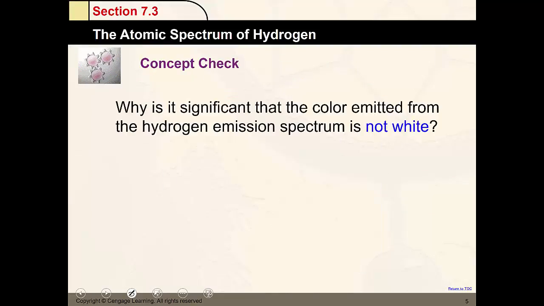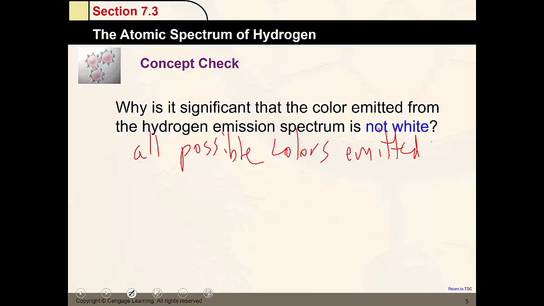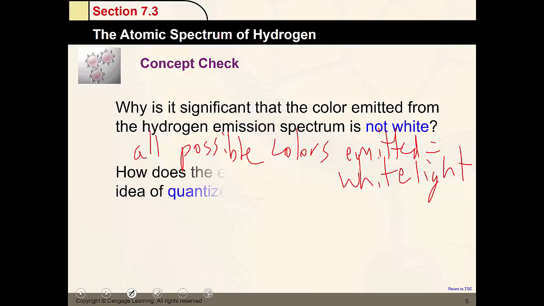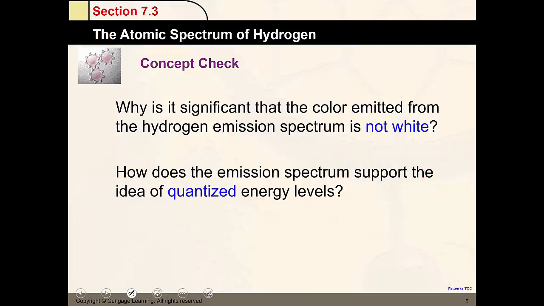This is very significant: the hydrogen emission spectrum is not white, because if these levels were not quantized, we'd see white light because all possible energies could be released. All possible colors emitted means that it will be white light, that continuous spectrum. But that line spectrum means that only certain energy values are possible. The emission spectrum supports the idea of quantized energy levels, since only certain colors are observed.